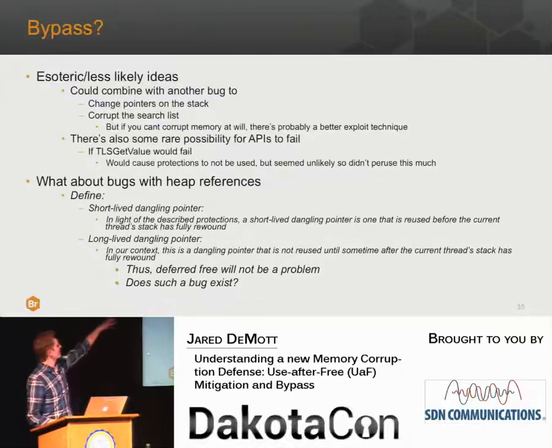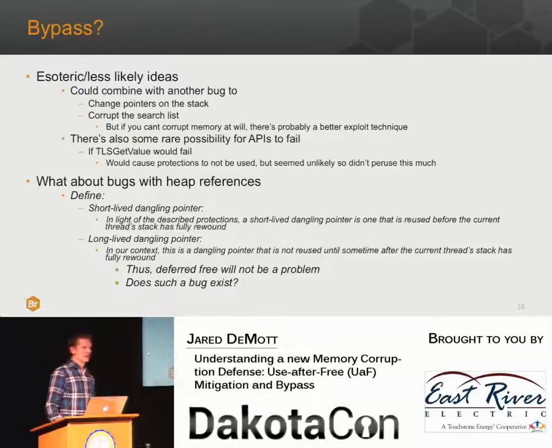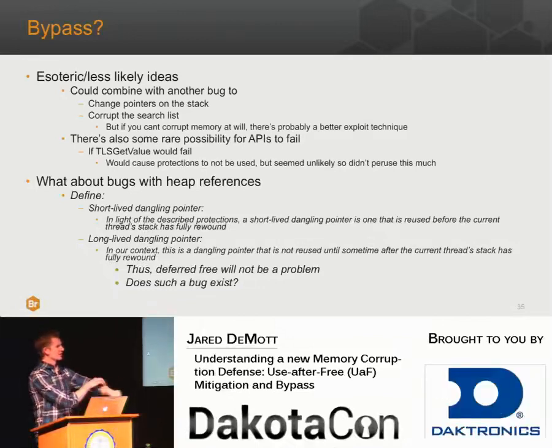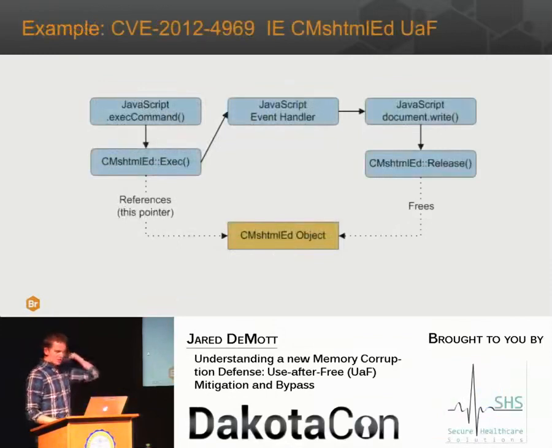There were some other esoteric ideas as far as bypassing this protection. Like if you had some other corruption bug, you could maybe zero out references on the stack or something. But if you have a really good corruption bug, then you don't really need to do this. So I stayed focused on really trying to understand these protections as it related to what was really taking place here. So let's look at a few example bugs.